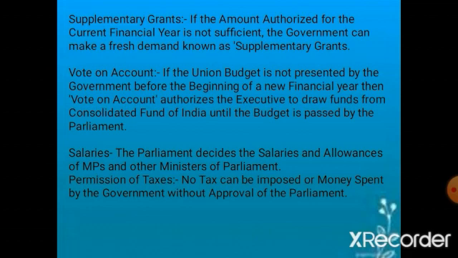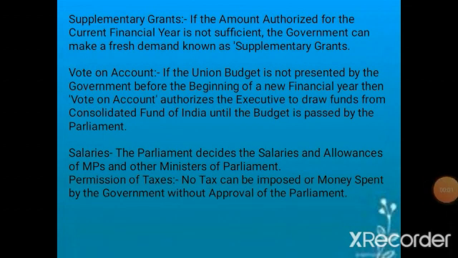Vote on account. If the union budget is not presented by the government before the beginning of a new financial year, then vote on account authorizes the executive to draw funds from the Consolidated Fund of India until the budget is passed by the parliament. Okay, so if the parliament is delaying the financial bill at the beginning of the new financial year, till they announce it, they can draw the amount from the vote on account for the functioning of the government.